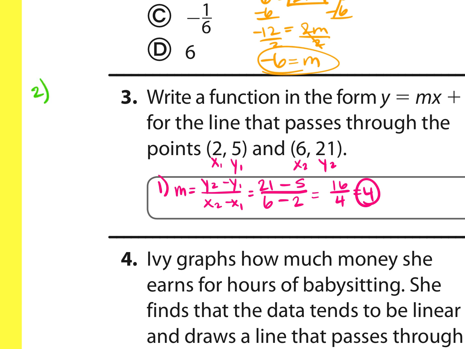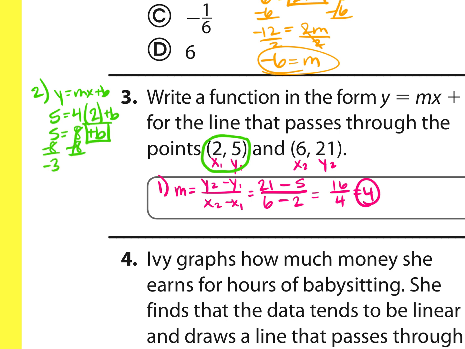Step 2, we're going to find b. Let's use y equal mx plus b. And I'm going to pick an ordered pair. I think I'm going to pick this one for x and y. And we've got m is 4. So we've got 5 is equal to 4 times x is 2 plus b. Simplifying, we get 5 is equal to 8 plus b. I want b by itself, so I'm going to subtract 8 from both sides. We get -3 is equal to b. And then very last, we want to write our equation in y equal mx plus b. So we've got y equal 4x minus 3.